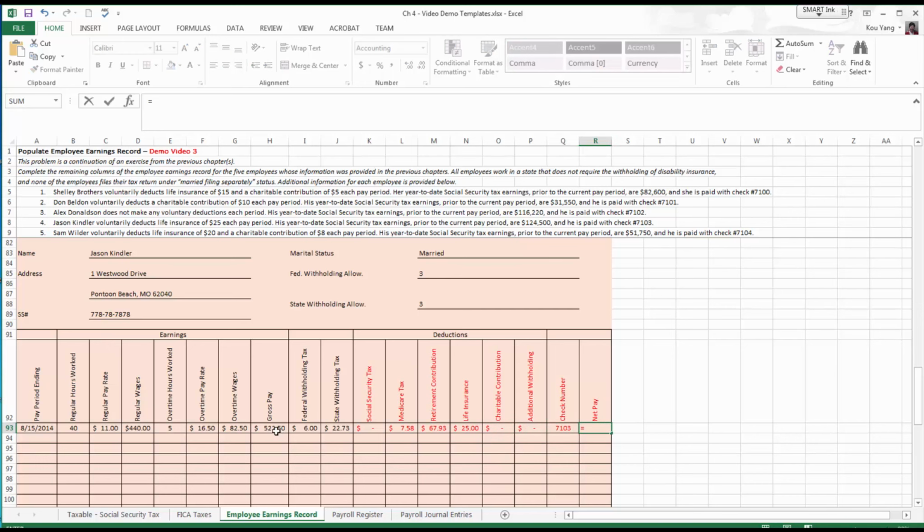Once again, net pay. I'm taking gross pay, subtracting the sum of federal withholdings up to the additional withholdings area. Net pay is $393.26. Once again, just taking gross pay and subtracting everything behind it.